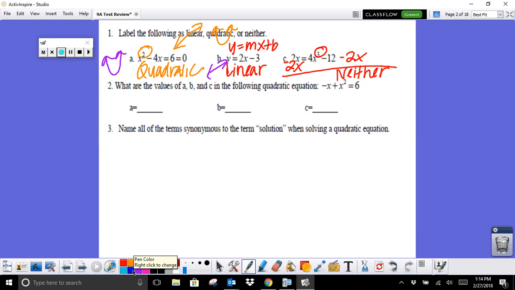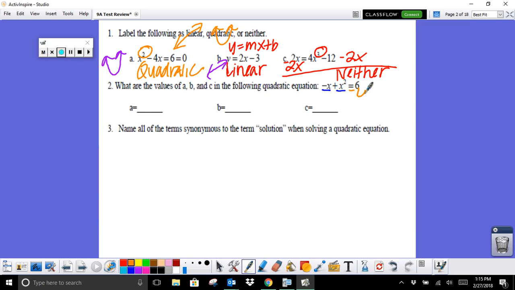All right, number 2, what are the values of a, b, and c in the following quadratic equation? So what you have to notice about this first is that it's not equal to 0. So before you can label a, b, and c, you have to get it all on the same side and equal to 0. Also notice that you have your x before you have your x squared, which is also wrong. So there's a couple of things we need to change about this before we can label a, b, and c.